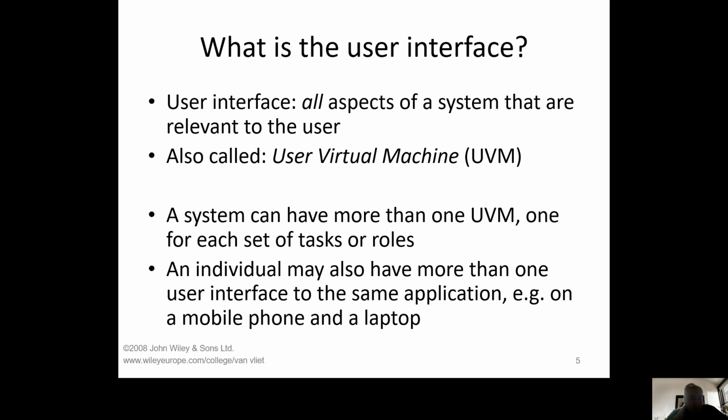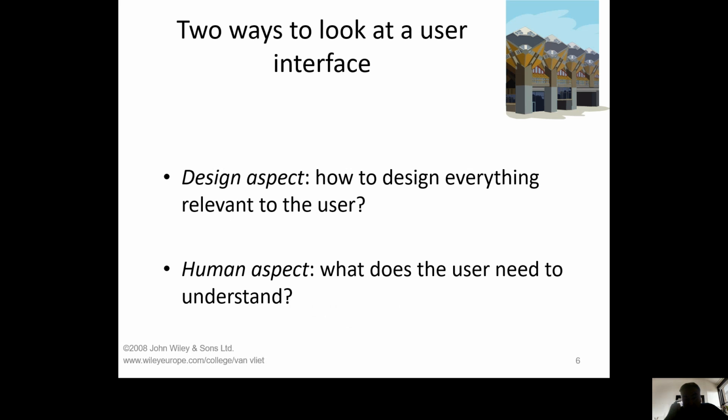In olden days when I worked for corporate, we used to have the same phone, but I would configure it so that it would be one view or set for my business and one view for my personal. On one page I had all my personal applications, photo gallery and all my stock things. On the other one, I had all my appointments and all my schedules. So you could even on your own device have two UVMs, one for this, one for the other. So an individual may also have more than one user interface to the same application, as I just mentioned to you.